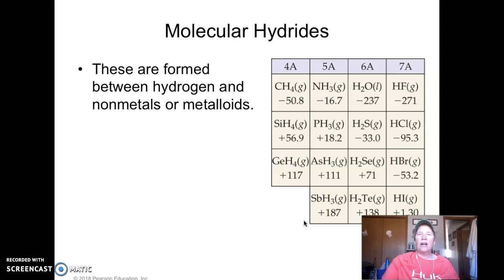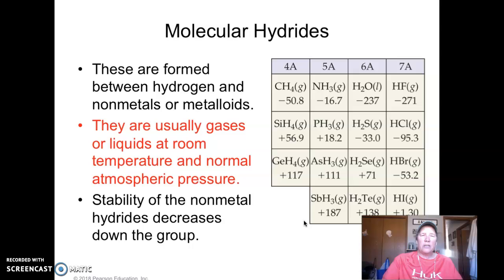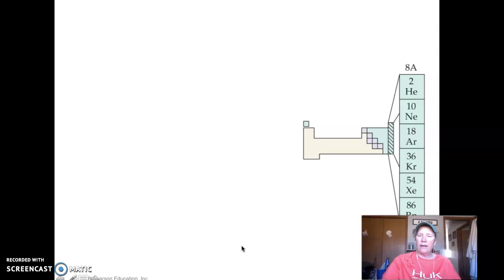Okay, here are some molecular hydrides. They're formed between hydrogen and nonmetals or metalloids. They're usually gases. So when we're talking about hydrides of hydrogen, we can have the ionic, which is the first two groups of metals. We can have the transition, and then we can have the molecular. And molecular would be forming molecules. These are with the nonmetals. Okay, the stability of nonmetal hydrides decreases down a group. So these guys are the most stable. These guys are the least stable. And we're going to run out of time, so we're going to quit right there.